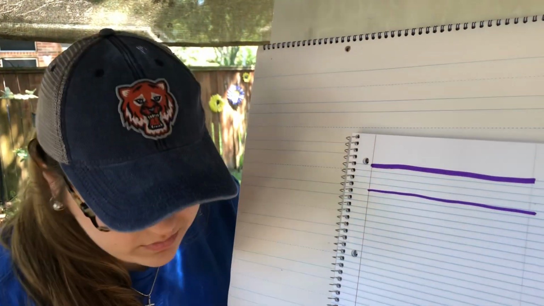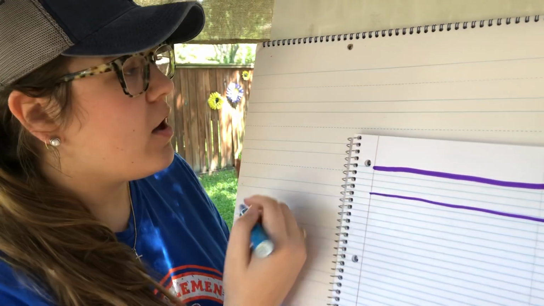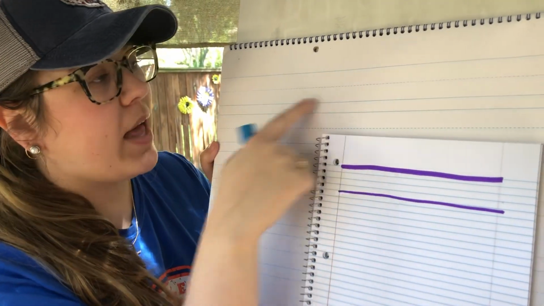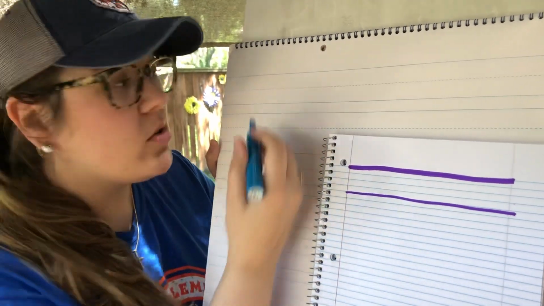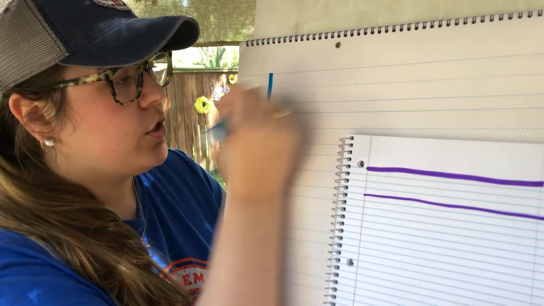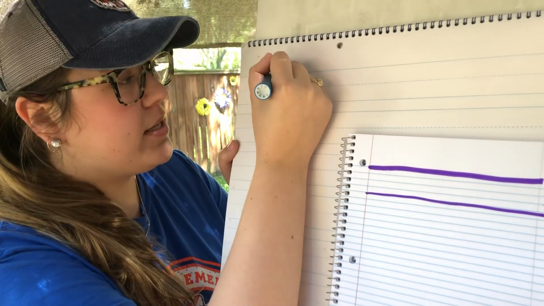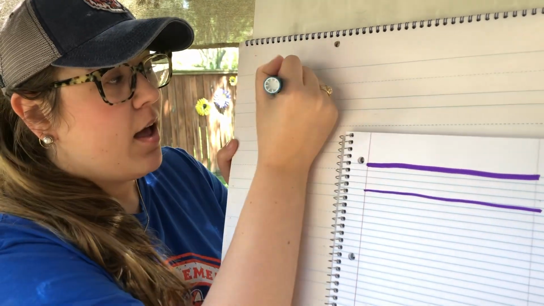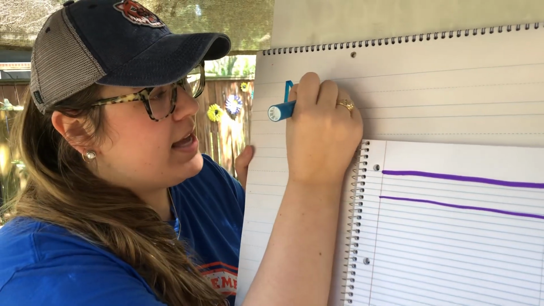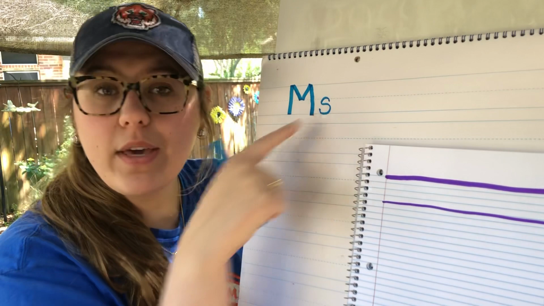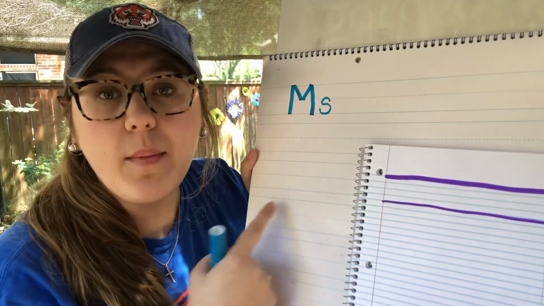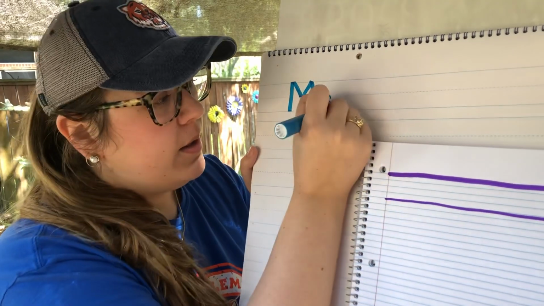So let me get my marker out. I see my top line, my middle line, and my bottom line. I know that my capital letters go all the way to the top and all the way to the bottom. All the way to the top, all the way to the bottom. That's my capital M. Miss, that's my lowercase. I just went to the middle line for my lowercase. I don't go all the way to the top, just to the middle line.